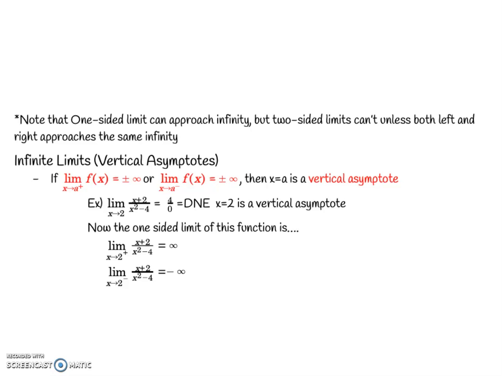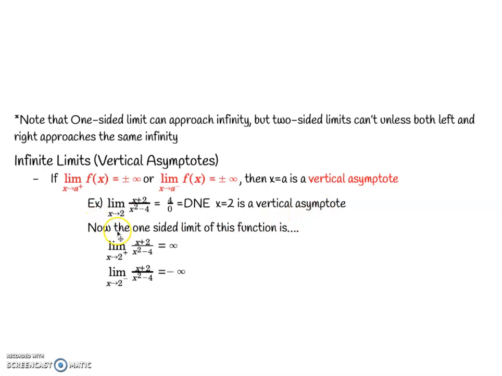If the limit of f of x as it approaches a from the right or from the left is positive or negative infinity, then x equals a is a vertical asymptote. Look at the example right over here. Let's use the direct substitution method first. Oh, it gives us an undefined answer. That means that it must have a vertical asymptote in this case.